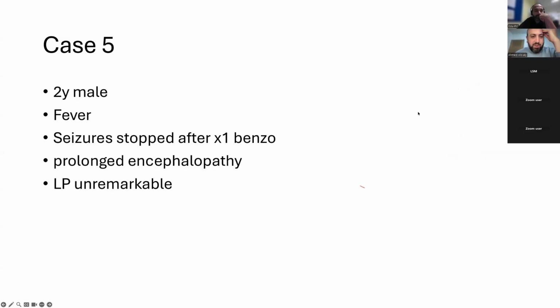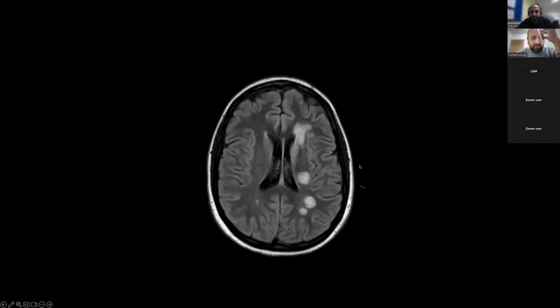Case five. I think I'm doing well with my time, so I'm just in the middle, and I still have a bit more time. Case five, a 2-year-old child presented with fever and seizures, which stopped after the first dose of benzodiazepine, and has been encephalopathic for a prolonged period. You did an LP, and the LP was unremarkable. You did an MRI, and the MRI shows some hyperintense lesions in the white matter, probably left, and a bit less on the right as well.